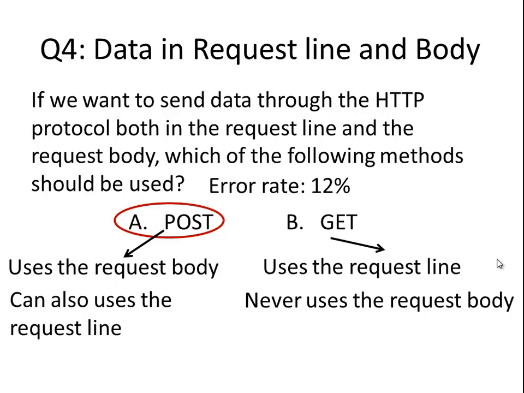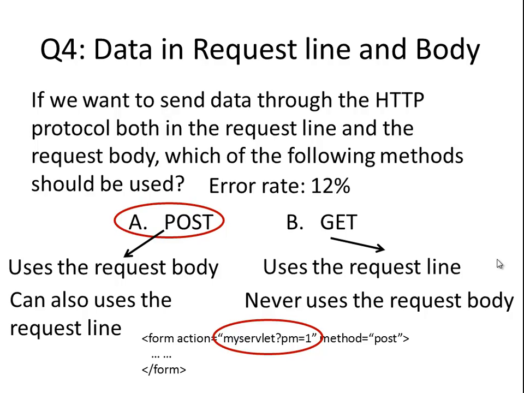Originally, not many students knew about this fact, but in class I gave an example showing how to send data using the post method, but we can store some data in the request line. The way in the example is an HTML form. For the action, we write the URL in this way: my servlet, question mark, the parameter, PM equals some value. In our experiment, you can see this parameter can be sent to the server through the request line. So this example is very interesting, and I hope everyone can memorize it.